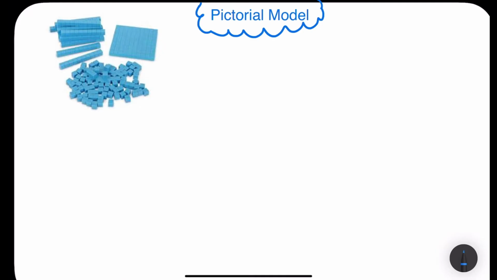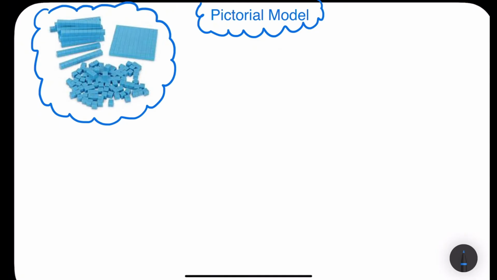Pictorial. When I say pictorial, do you hear how that kind of sounds like picture? Well, a pictorial model is where we draw a picture of the base 10 blocks that we use to build that number. These are base 10 blocks. These are the physical blocks that we actually get out in class to count different numbers. And there's a very specific way to count base 10 blocks, and I'd like to show you that very specific way.